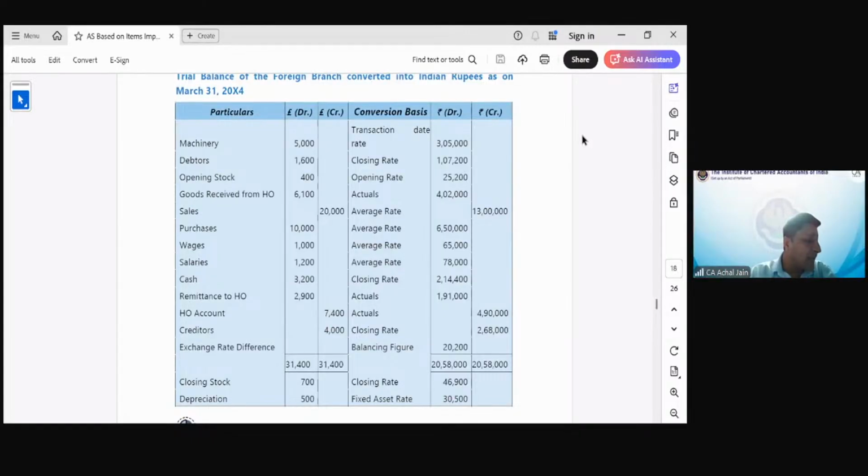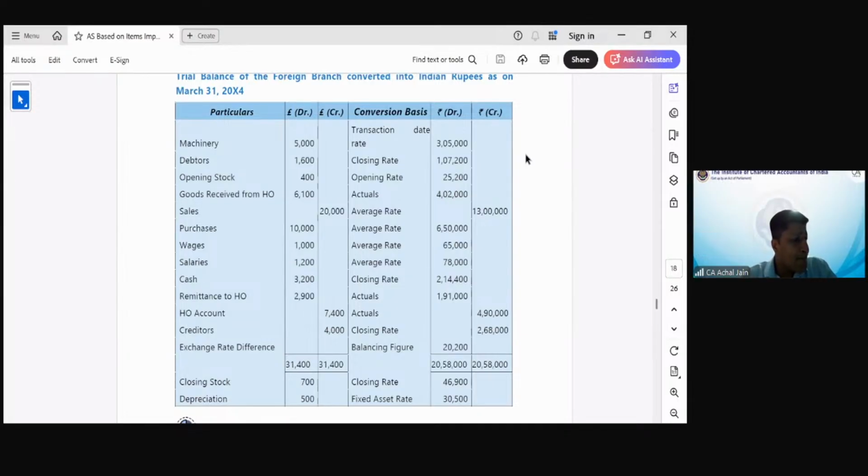So one, that is closing stock. Second, that is depreciation. On both of them, you must now use the conversion. Why? Because eventually, when you prepare the financial statements using the trial balance, both these items will also be used in preparing the financial statements. So you should have all of these items converted in the currency in which it is required.